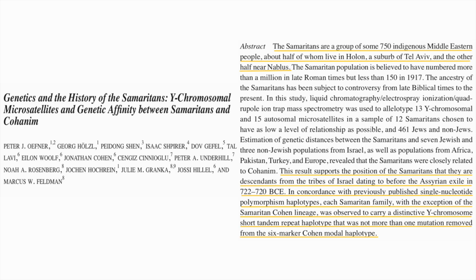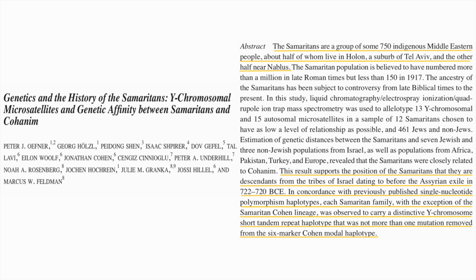A study was conducted on the Samaritans, and there are 4 Samaritan families who all claim different origins. However, it's the Cohen Samaritan family, the one that claims to be from the tribe of Levi, and that Samaritan family has haplogroup E, specifically E-M78.